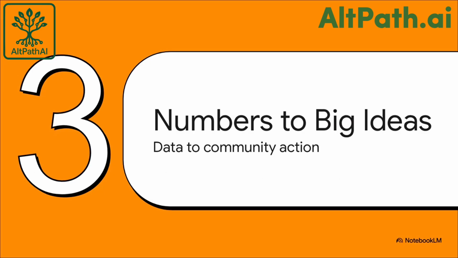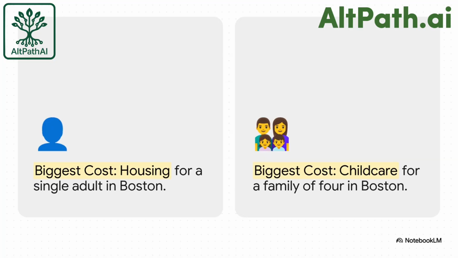So this is the crucial point, right? Once we have an insight like that, what do we do with it? How do we take a startling fact from a chart and turn it into something that actually helps people in that community? Well, by comparing different family types side by side, the data lets us pinpoint these very specific financial pressure points. For a single person in Boston, the biggest challenge is housing. But for a family, it's clearly childcare. Different groups are fighting different battles, and the data tells us exactly what those battles are.